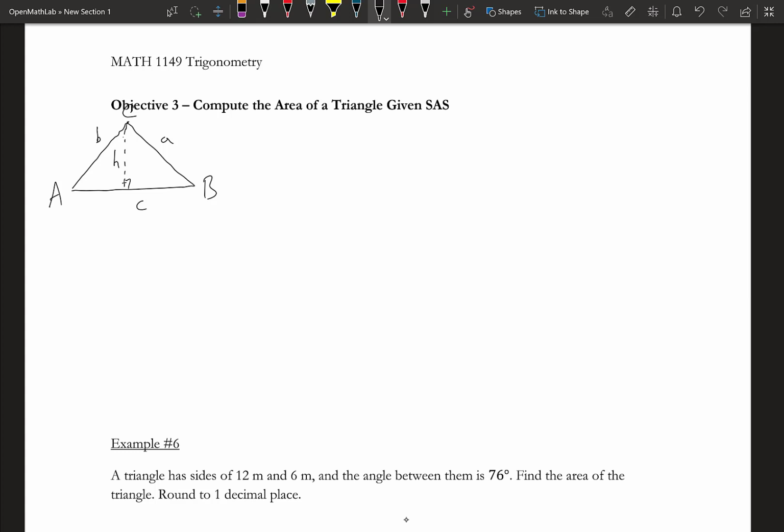Something that we can gather from this is what happens if I calculate the sine of angle A, right? So the sine of A, so I'm thinking about this as being a right triangle. So sine of A is going to be equal to the opposite, which would be h, divided by the hypotenuse, which would be little b in this case, right? So this gives me that h is equal to b times sine of A, just by multiplying both sides by b.